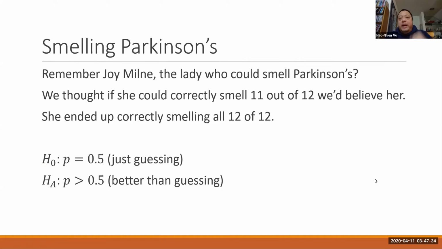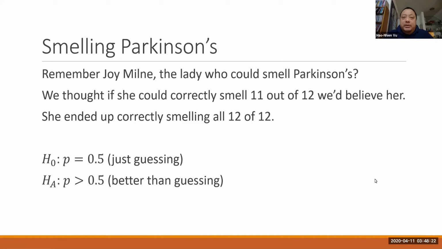So let's think back all the way to the first hypothesis test we were dealing with, and that was smelling Parkinson's. That was the activity where we were trying to see how hard it is to do what Joy Milne did in terms of smelling 12 shirts. And as a class, we were talking about how many shirts must she have correct in order for us to believe her. Different people give different numbers, but we sort of average it out and we'll say, okay, fine, 11 is good. So if she could correctly smell 11 out of 12 shirts, we'd believe her. And she ended up correctly smelling all 12 of 12.